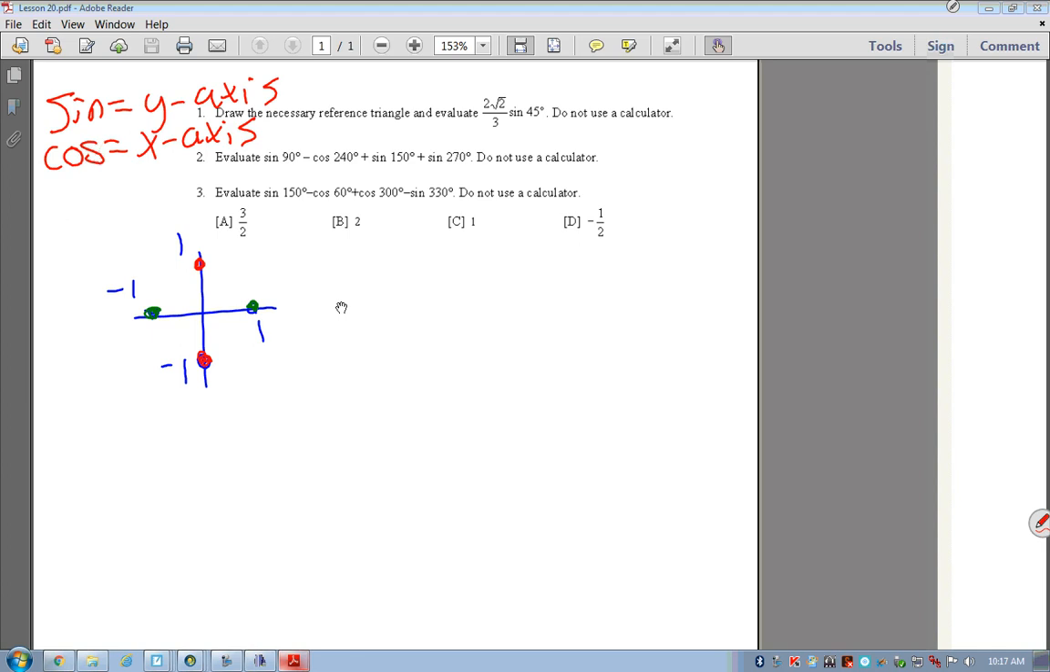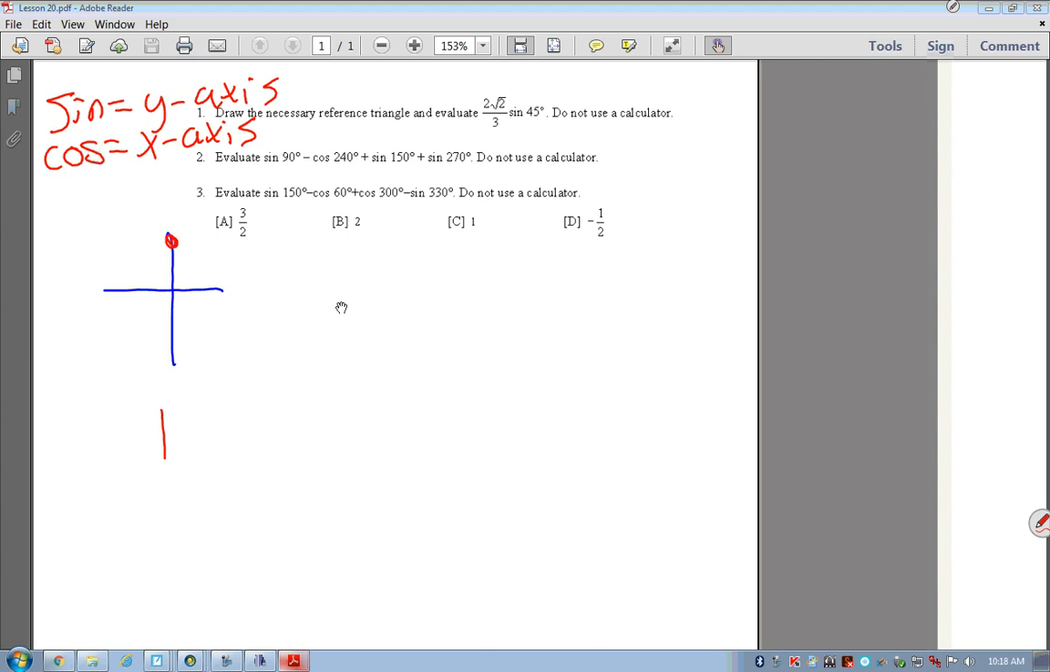Okay? If they tell me cosine 0, it's 1. If they tell me cosine 180, it's -1. Or I'm sorry, if they tell me sine 0, it's 0. If they tell me sine 180, it's 0. Does that make sense? All right, so I actually don't have to do all that much work to get sine 90. I know that sine 90, because it's here and it's positive, is 1.